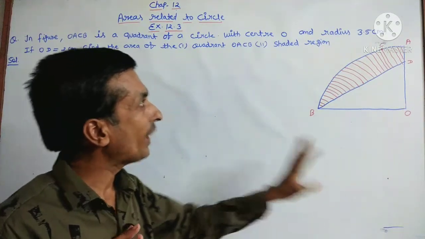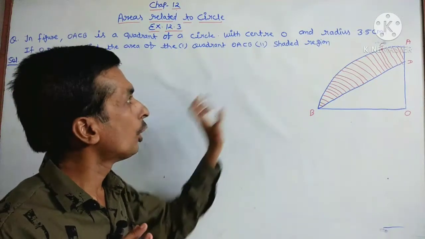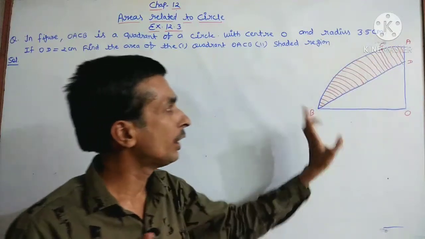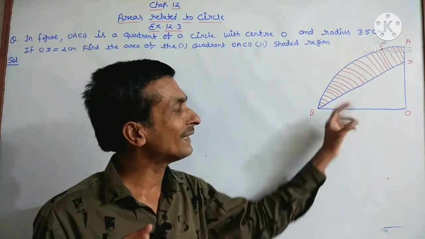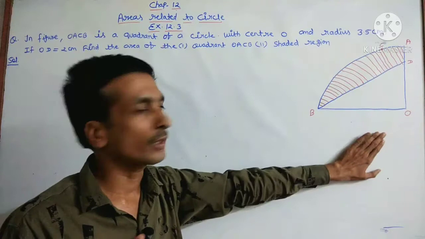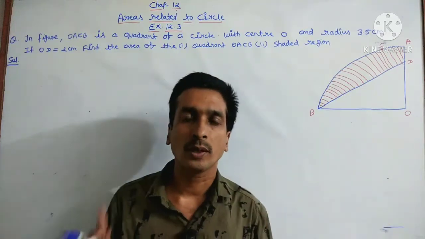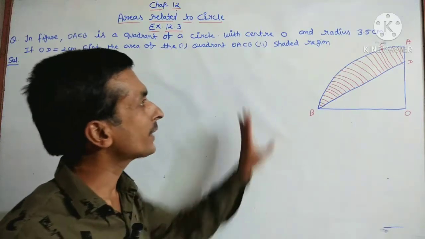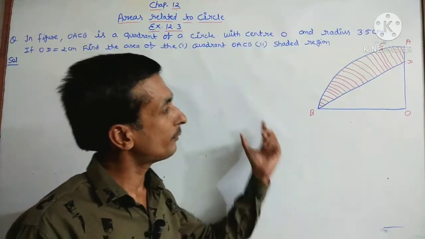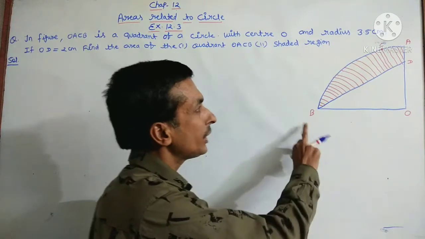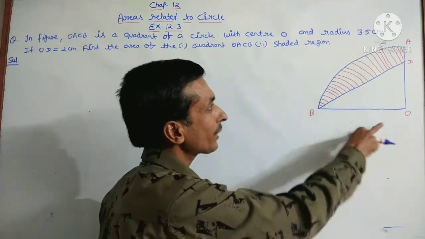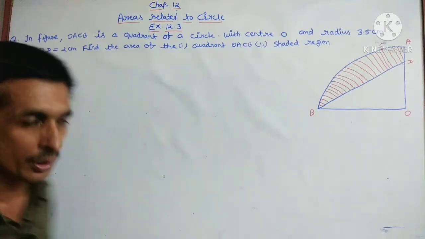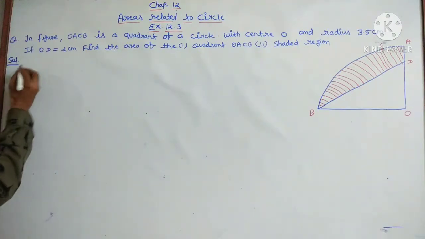First of all, we have to find OACB, this portion, which is the quadrant of a circle. The formula for the quadrant of a circle is 1 upon 4 pi r square. The second thing is to find the shaded region. First we will find the area of BOD and subtract it from the total area, so you will find out the area of the shaded region. How to solve? Look at this one.